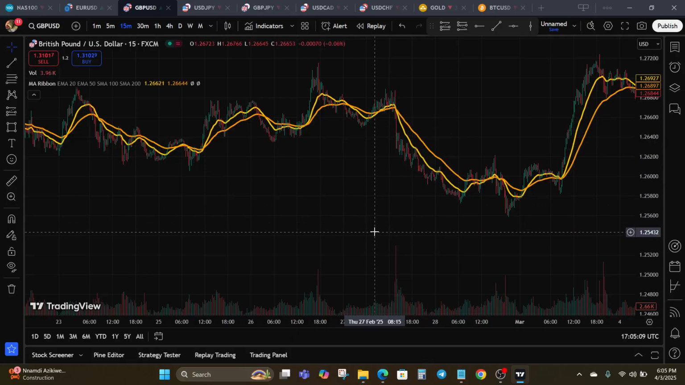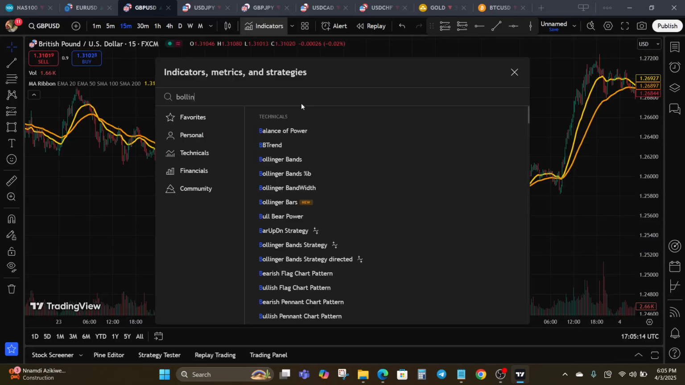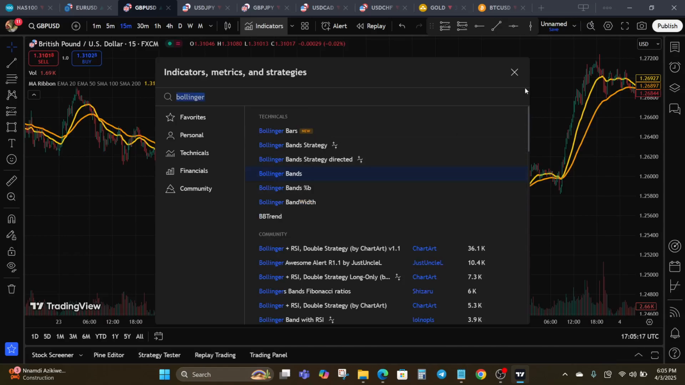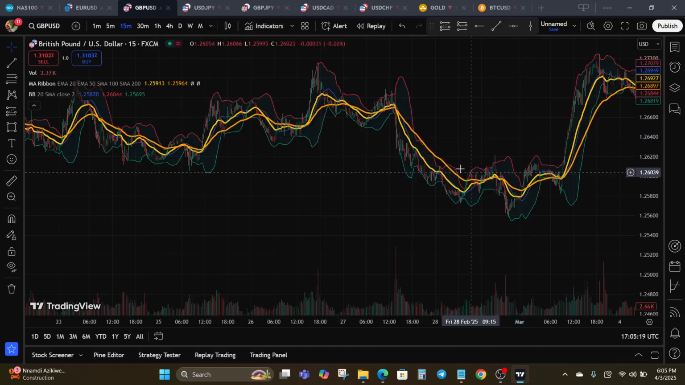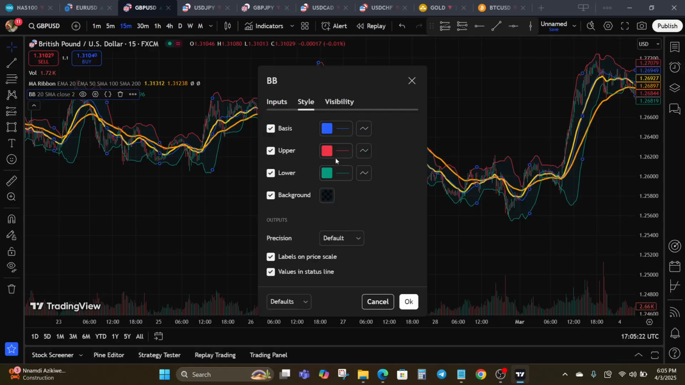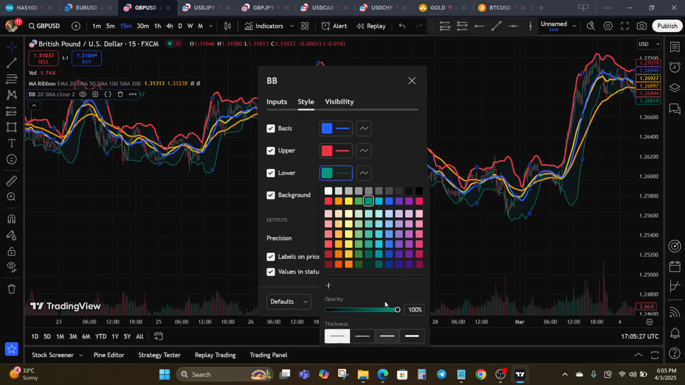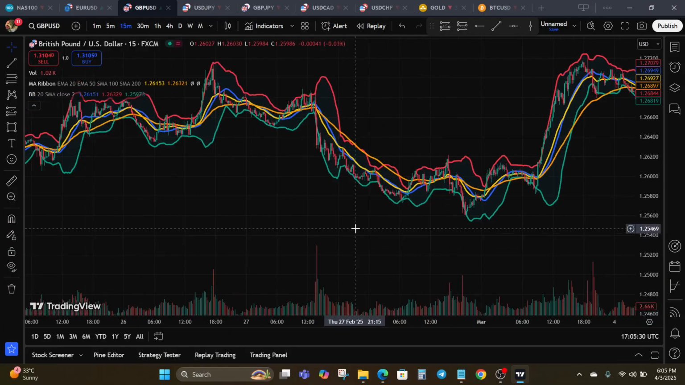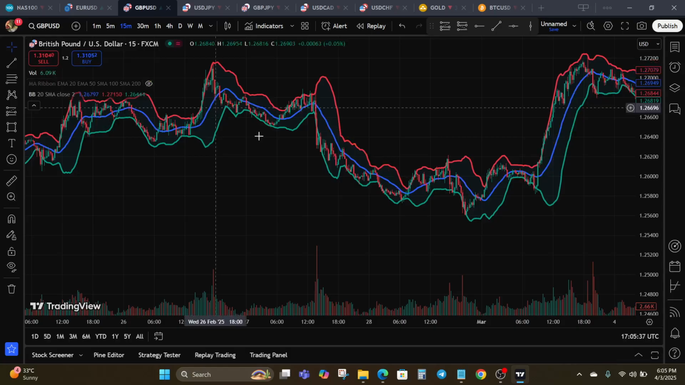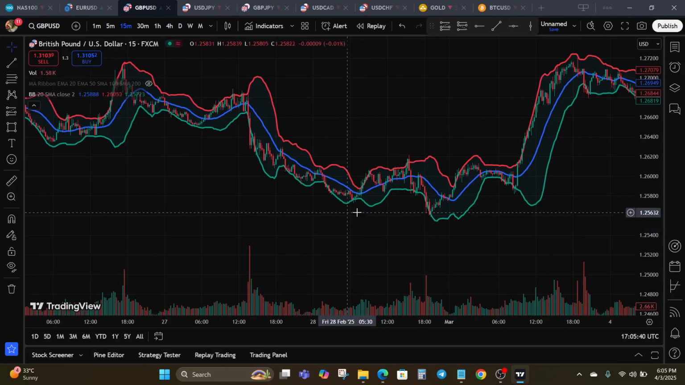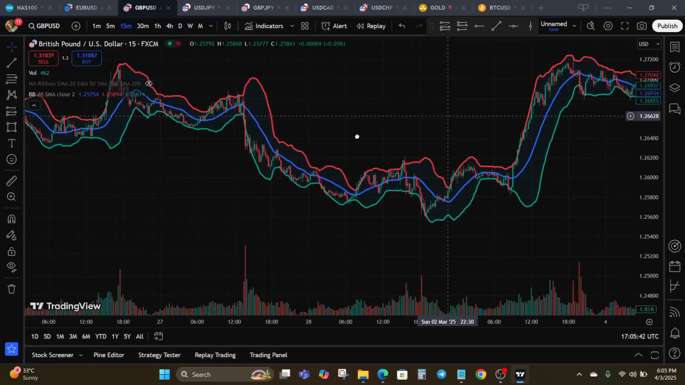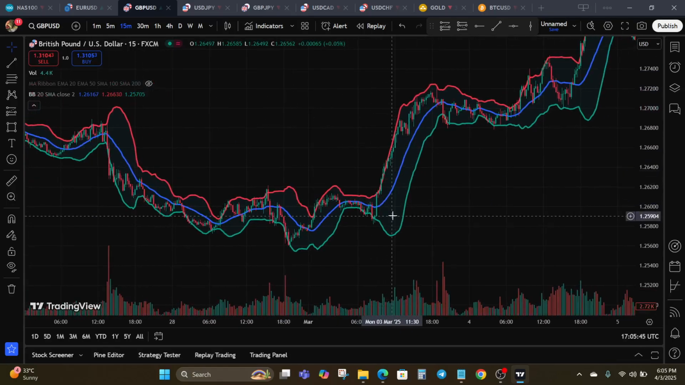Now, concerning the Bollinger Bands, that is the next indicator we're going to be looking at. Bollinger Bands are great for scalping. Let's just increase the thickness of this. I'm just going to hide this real quick. They're great for scalping because they help you identify periods of high and low volatility.